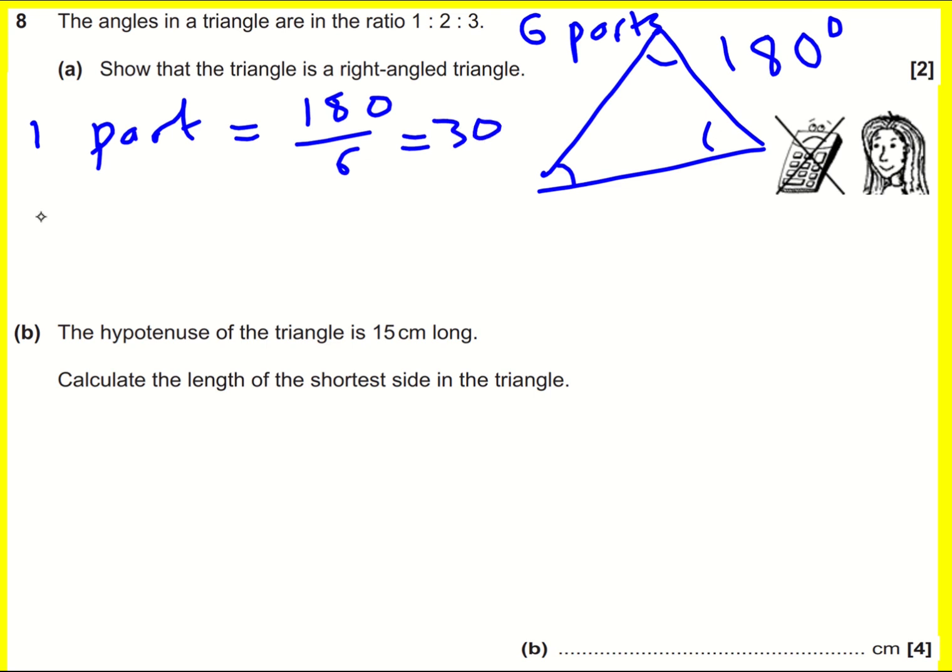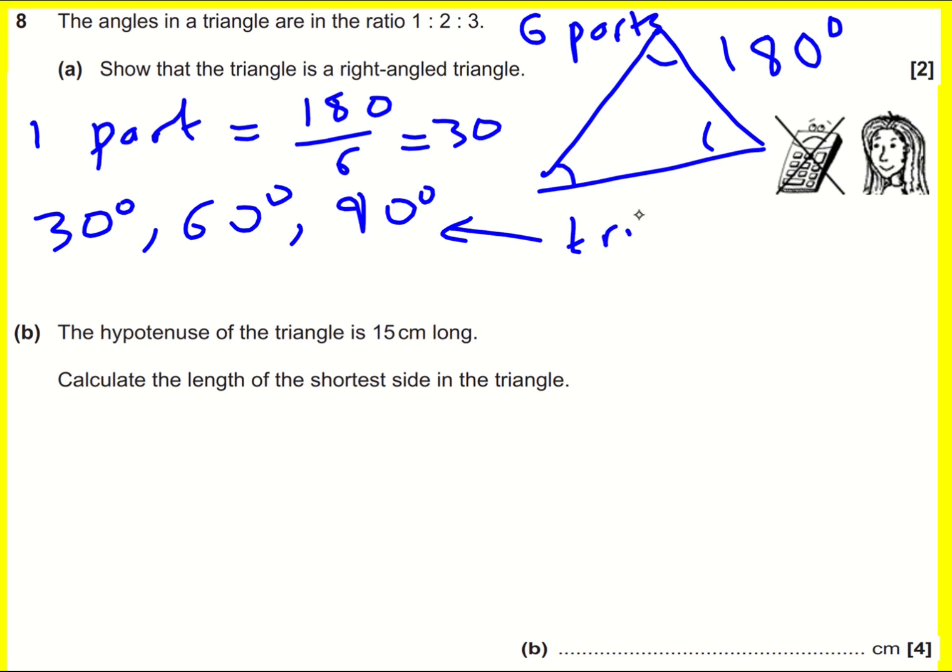I found out what one part is, so therefore I've got 30 degrees. 2 parts is going to be 60 degrees, and then my 3 parts is going to be 90 degrees. The triangle is therefore right-angled.